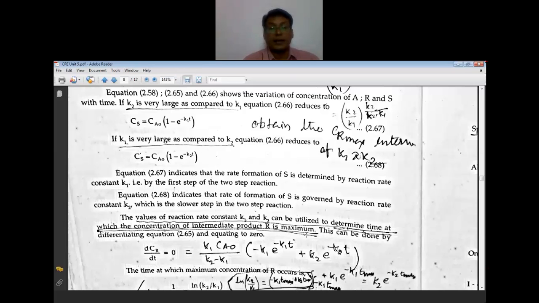What do I have to do? When the concentration of R should be maximum, I have to calculate that, because my R is the desired product, not S. So when I am thinking R is my desired product, then what should be the maximum R? And how can I calculate this? I have to differentiate the concentration of R with respect to time. It is going to vary, it is going to change with respect to time, and that is why I have to differentiate it.